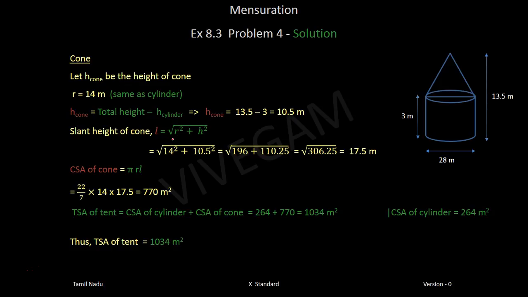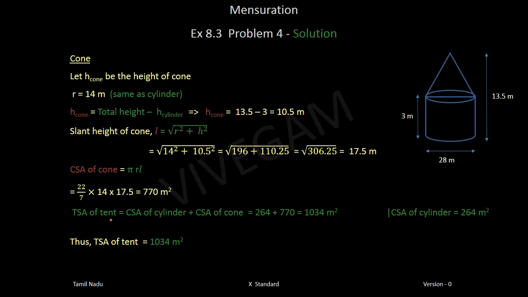Slant height of the cone is root of r square plus h square. So r is 14 and h is 10.5. So 14 square plus 10.5 square. On simplification, you'll get 17.5 meters. CSA of the cone is pi RL. R we know, L we have calculated. So it is 22 by 7, R is 14 meters and L is 17.5, which we calculated here. This on simplification gives you 770 meters square.